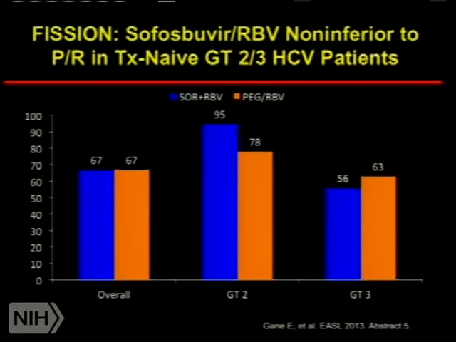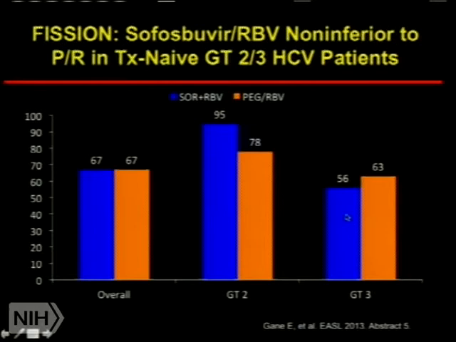The study compared this all-oral regimen to what was the standard of care, PEG plus ribavirin. It was a non-inferiority design study, and you can see the study met non-inferiority, 67% SVR rate in both arms, but I'd like you to notice the marked difference in SVR rate between genotype 2 and 3 patients. With the sofosbuvir ribavirin regimen, it was 95% in genotype 2 as compared to only 56% in genotype 3.